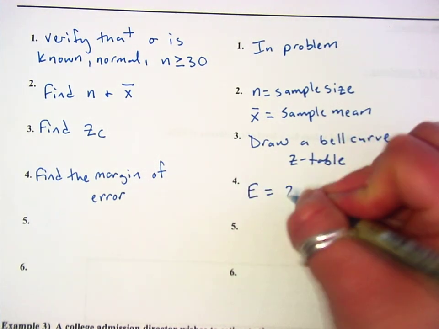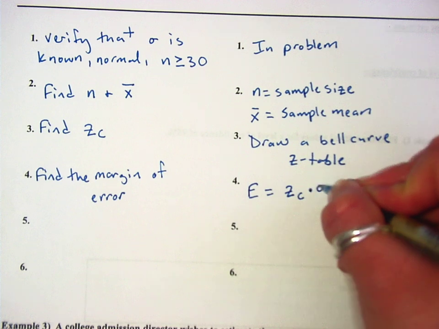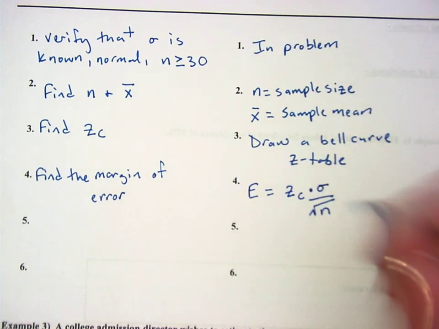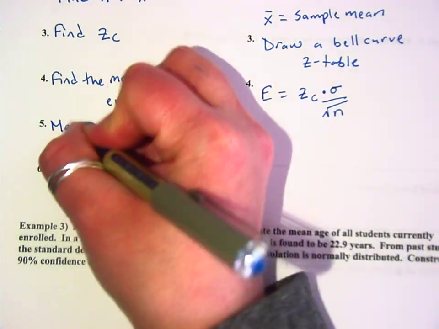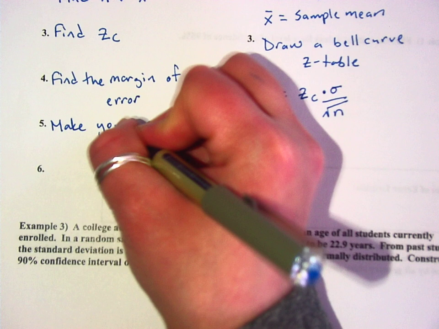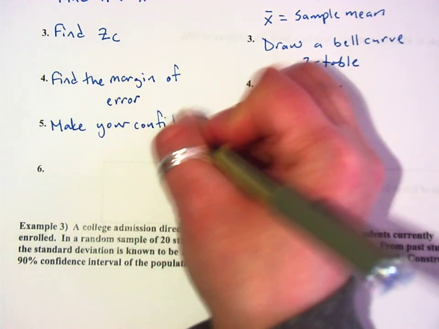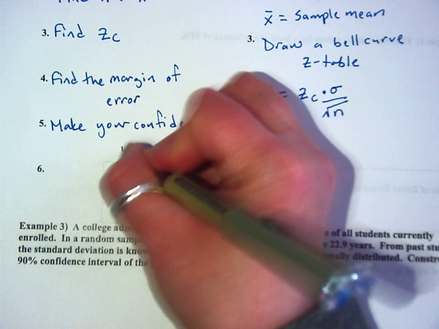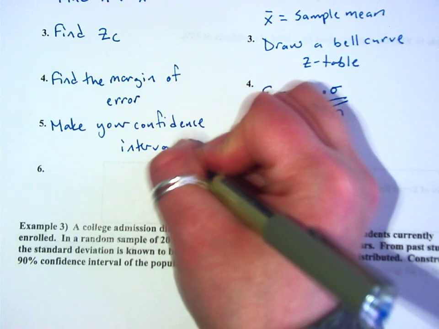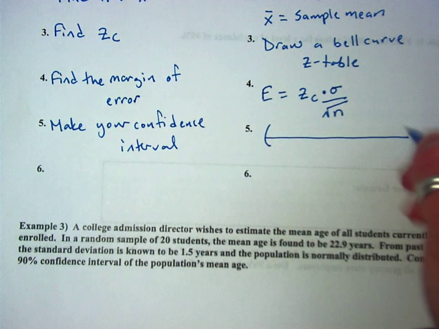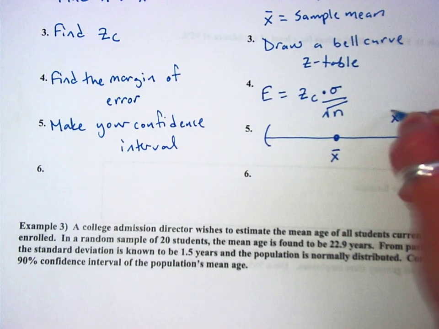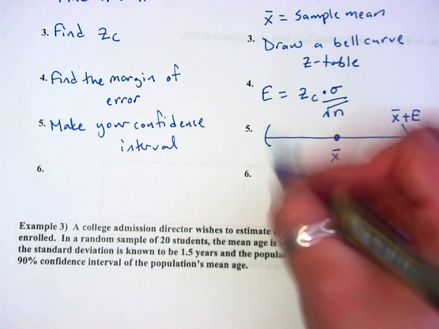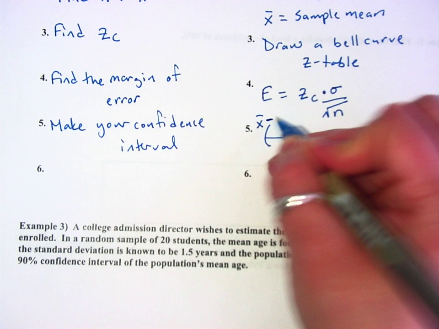E equals z sub c times sigma divided by the square root of n. Formula we just learned. Next is to make your confidence interval. This looks like a TIE fighter. In the middle is x bar, and this side is x bar plus that error, and this side is x bar minus the error.